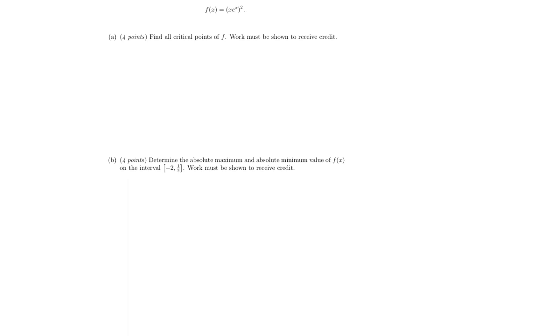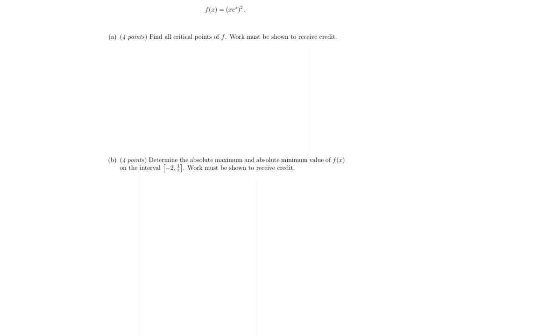Okay, so welcome to part two. We're going to just lead off with it wants us to use calculus to determine the following for the function f of x equals x e to the x squared. We need to first find all our critical points for f. Work must be shown to receive credit.